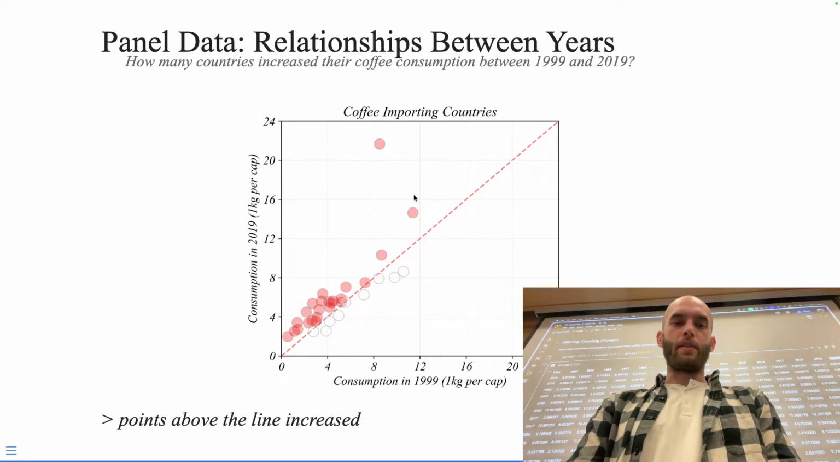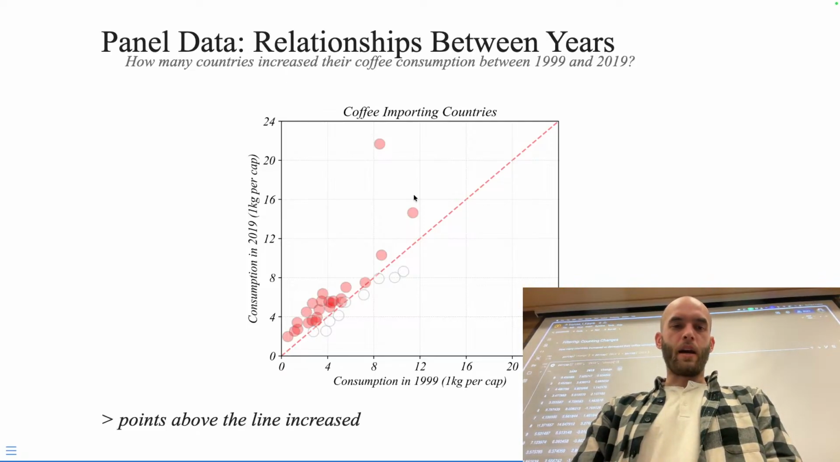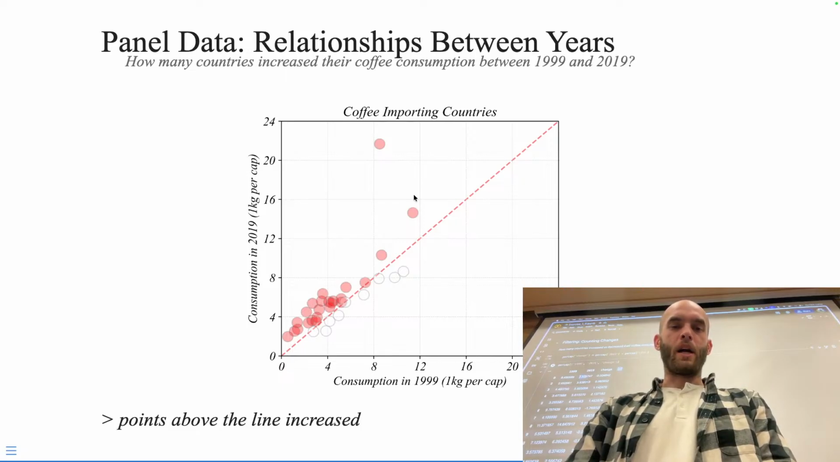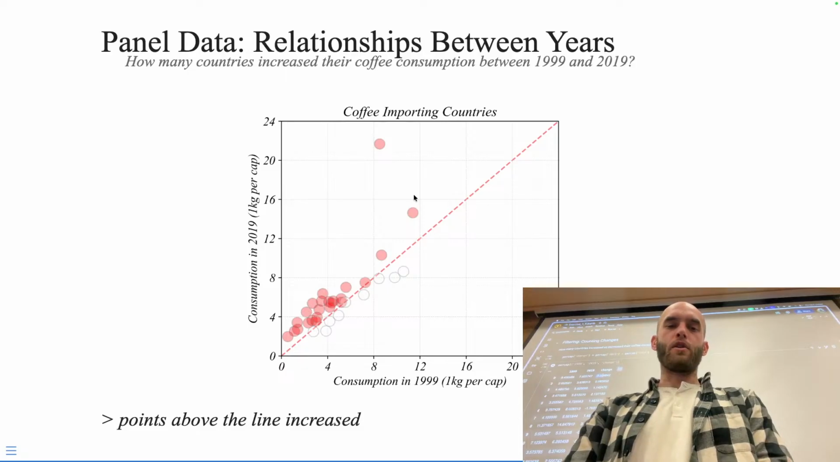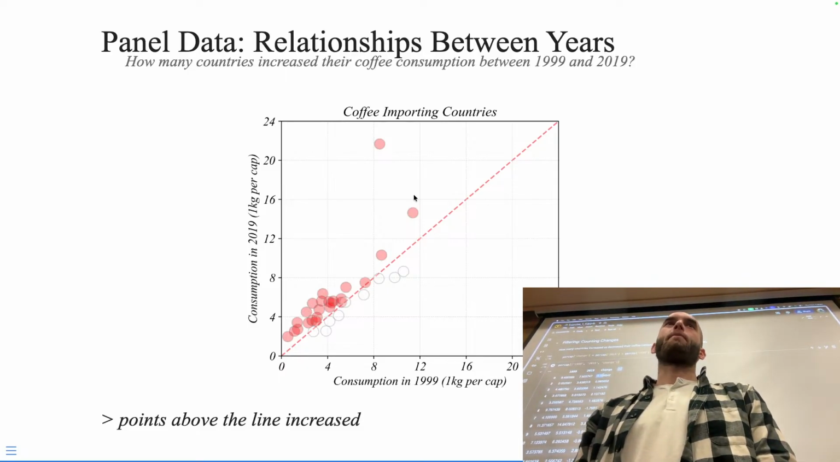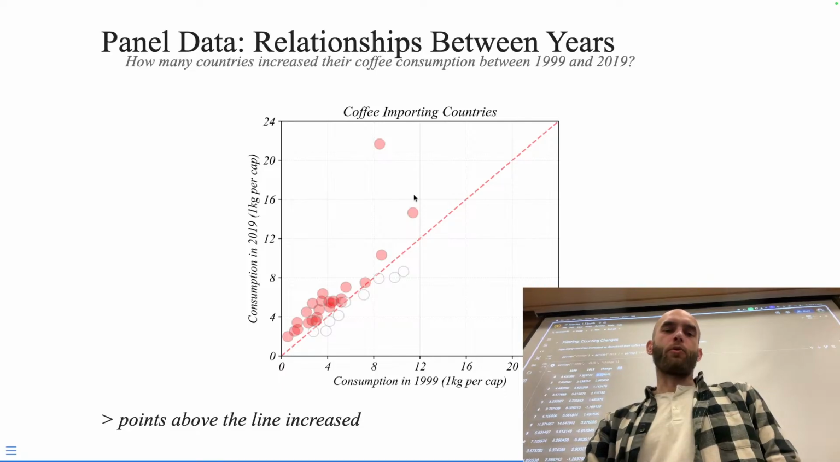So if I just want to look at these 3 variables, we can see in 1999, this country consumed 8.43 kilograms per capita, and in 2019, they consumed 7.92. So that's a decrease of just about 1/2 of a kilogram per capita. And what we've done is go through row by row and compute that change.